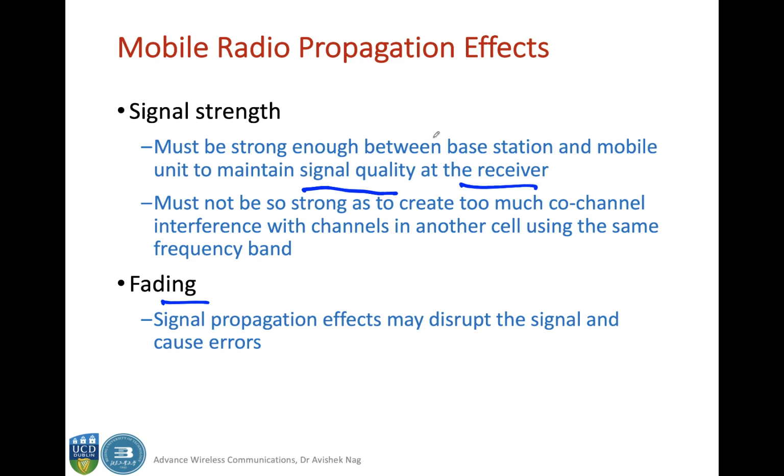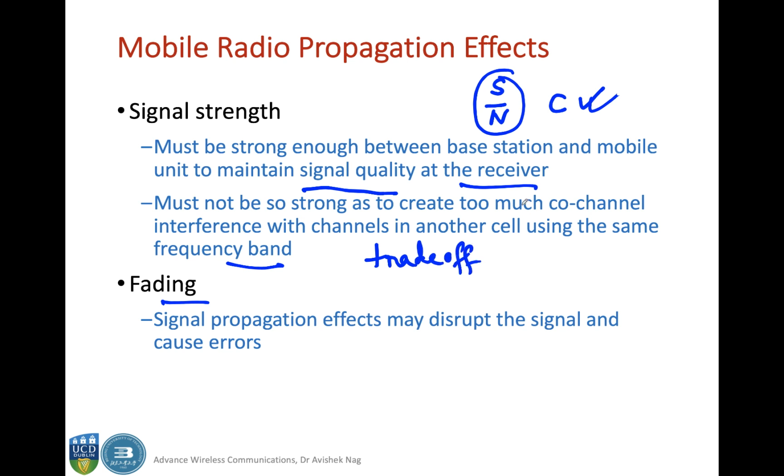Okay. So you have by now studied both in your wireless communication and digital communication the importance of the signal to noise ratio and also the channel capacity. So the signal quality has to be strong enough to maintain a good signal to noise ratio to enhance the channel capacity. And it must not be again so strong as to create too much co-channel interference with channels in another cell using the same frequency band.